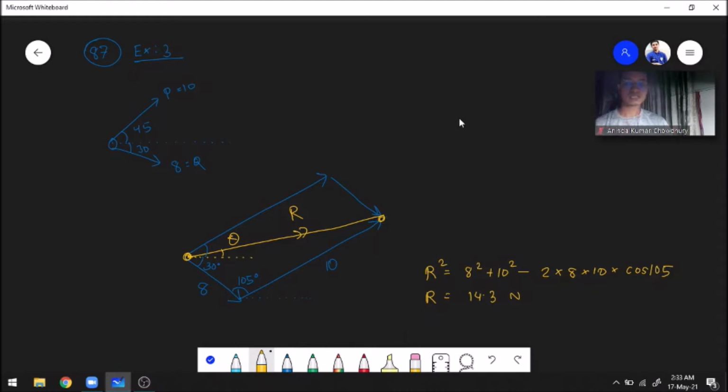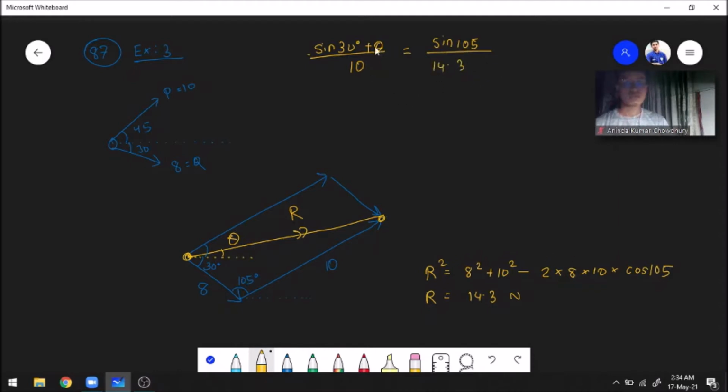Basically the sine rule says that sine of 30 plus theta, divided by the opposite side, that is 10, is equal to sine 105 divided by the opposite side, that is the r. We now know the magnitude of r, that is 14.3.